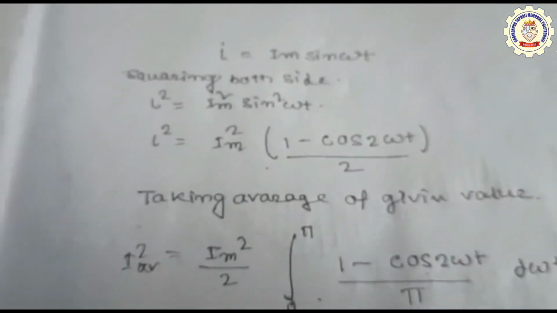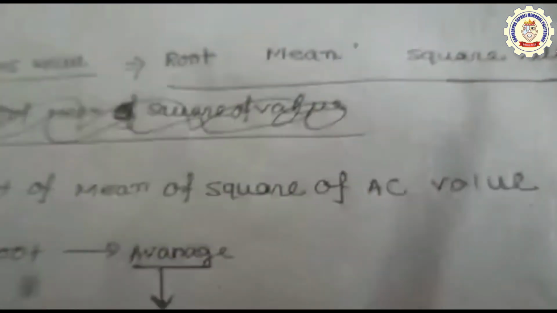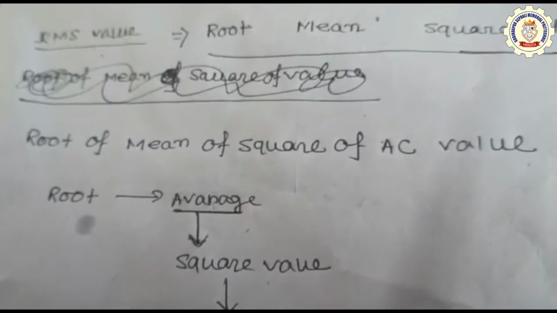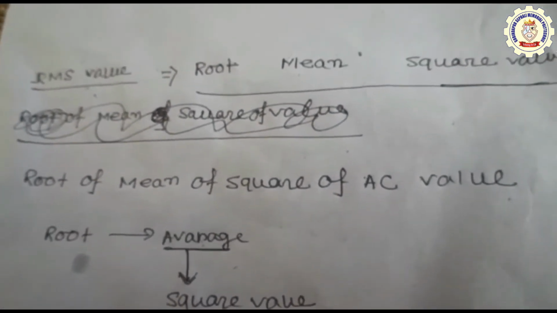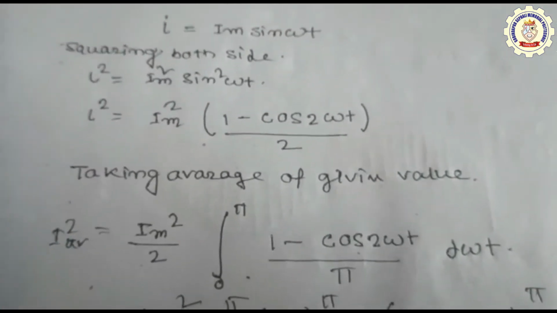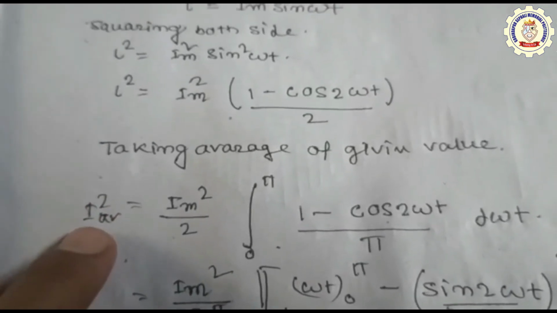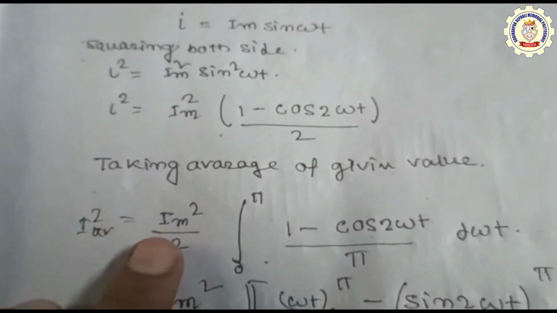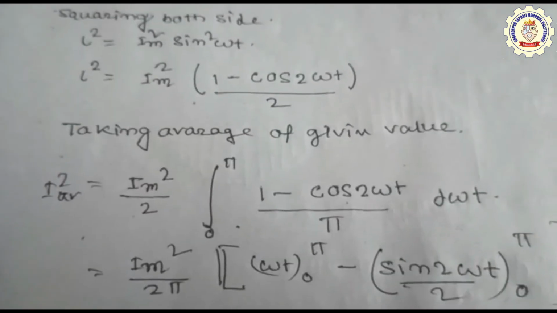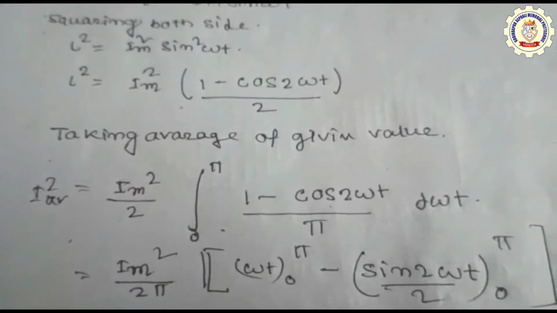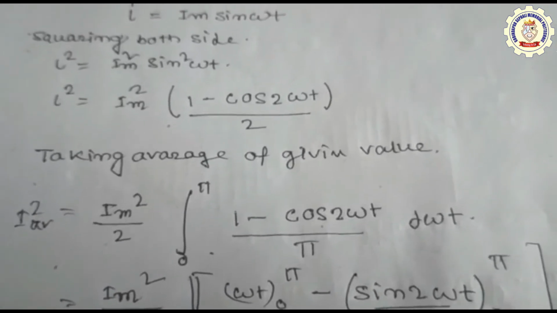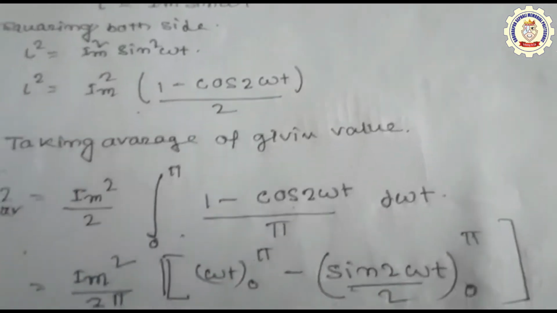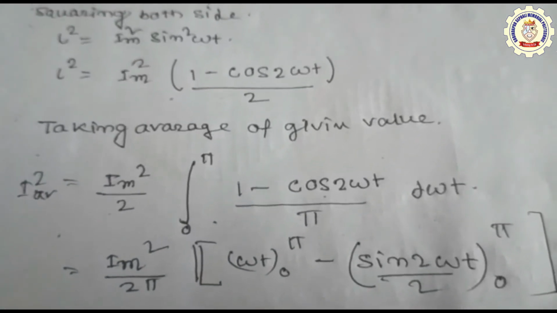Then we take the average, the average of the square of the AC signal. So we are taking the average. So i squared average equals Im squared by 2, integration 0 to pi (1 minus cos 2 omega t) by pi. Look at here, the 2 comes out, so this is Im squared by 2.